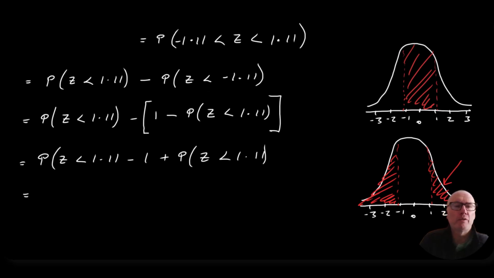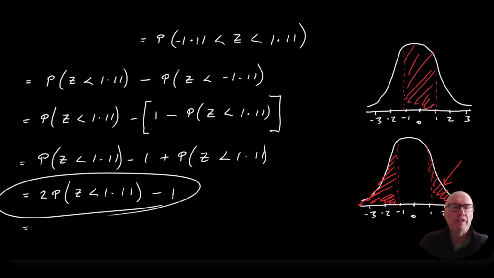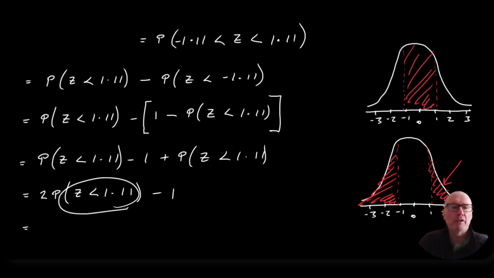Now if you notice here, we've got the probability z is less than 1.11 twice. That's two of them. So we've got 2 times the probability that z is less than 1.11, and then we have this minus 1 here as well. So now really we've reduced our problem down to this. So let's look up z is less than 1.11. If you do that, you get a value of 0.8665.